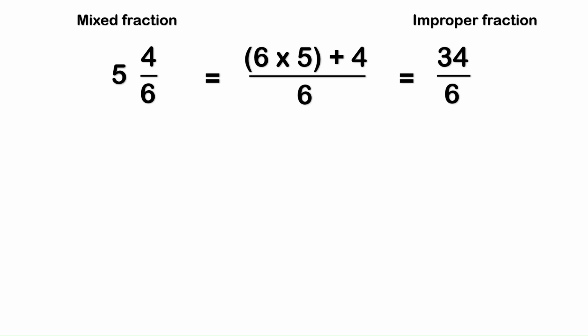Here is another example. Multiply 6 by 5 and then add the numerator 4. Keep the denominator as it is. Solve it and we get our improper fraction as 34 by 6.